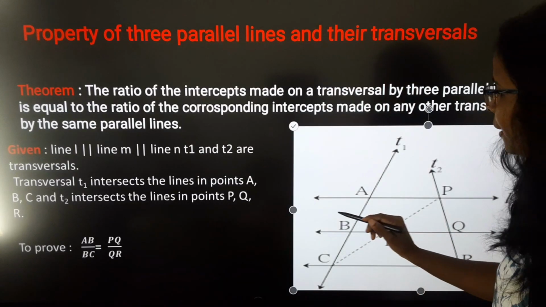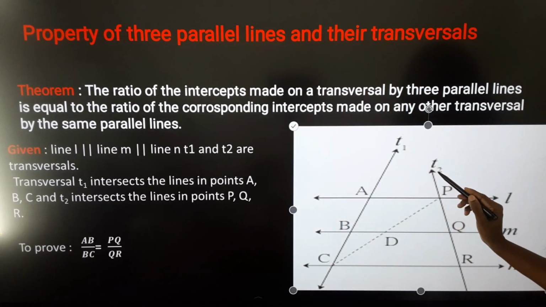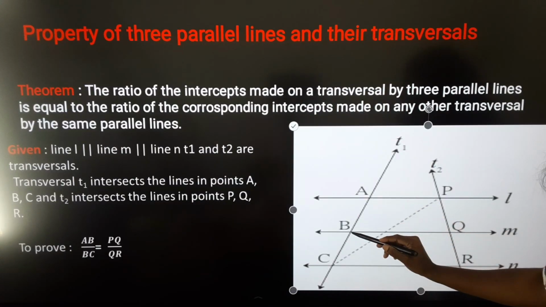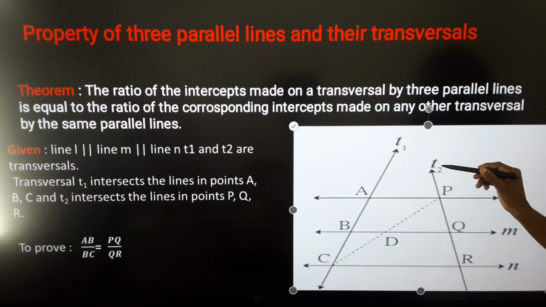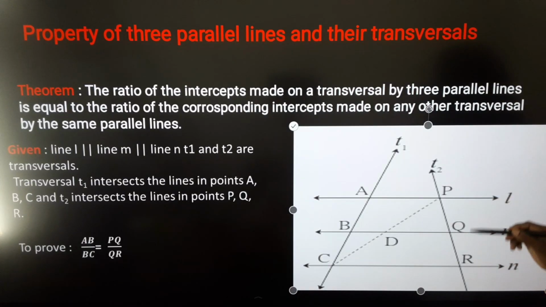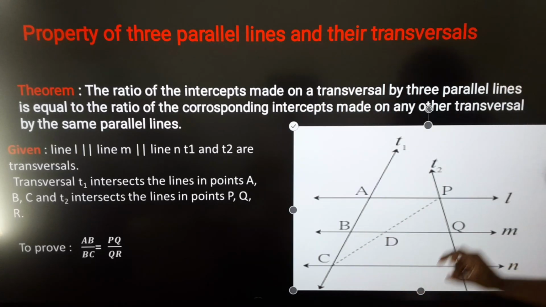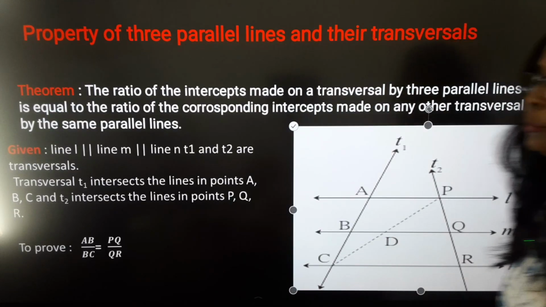Now here line l is parallel to line m, which is parallel to line n, and T1 and T2 are transversals. Transversal T1 intersects the lines in points A, B and C. And the transversal T2 intersects the lines in points P, Q, R. Okay. So now we have to prove that these intercepts, that is AB upon BC is equal to PQ upon QR, students. Okay. So let us prove it.